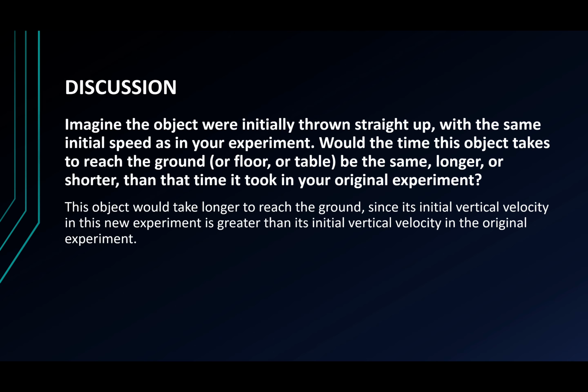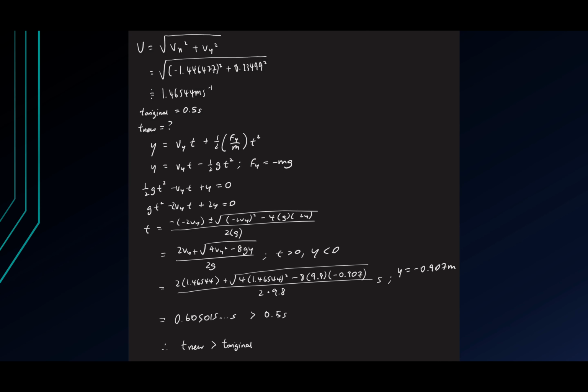If the object were initially thrown straight up with the same initial speed as in the original experiment, the object would take longer to reach the ground, and this is because its initial vertical velocity in this new experiment is greater than its initial vertical velocity in the original experiment. Here are some calculations I used to verify my prediction. I used approximate, not exact values for the initial speed and total vertical displacement, but the final time for this new hypothetical experiment is significantly larger than the original time of 0.5 seconds.